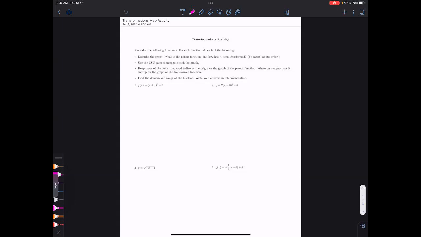Okay, let's talk about that. So that's number three, right? Okay, so what happens in number three? It shifts to the right four and it reflects. Right, which means it's gonna go back. And then you reflect.